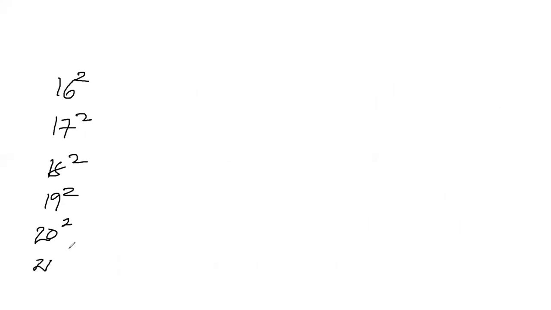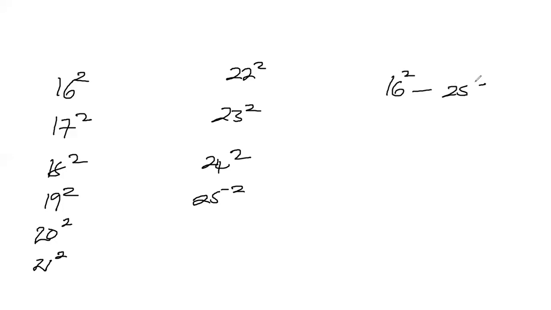All right. So I'm going to give you some now for homework. I want you to work out 16 squared, 17 squared, 18 squared, 19 squared, 20 squared, 21 squared, 22 squared, 23 squared, 24 squared, and 25 squared. So I want you to find all the perfect squares between 16 and 25. All right, so 16 all the way to 25 squared. So that is the homework now.